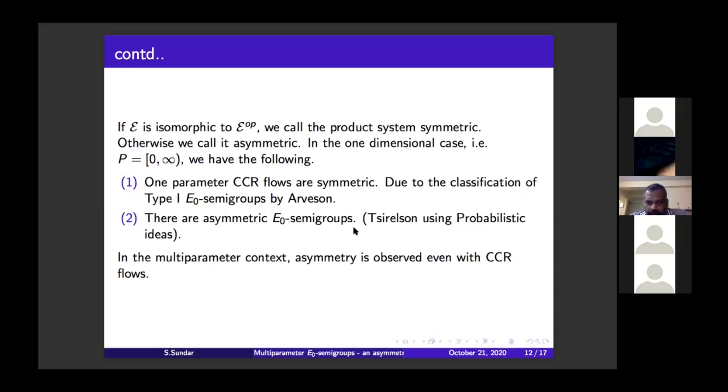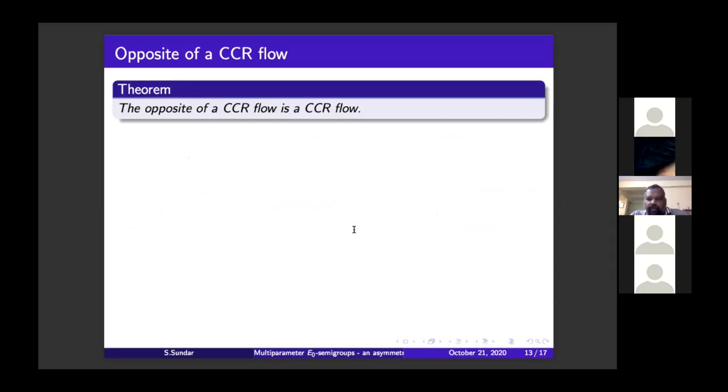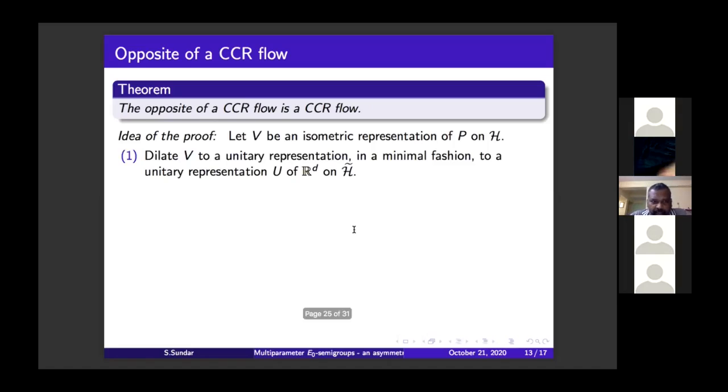So, the first theorem is that the opposite of a CCR flow is a CCR flow. How do we prove this? Let me give a sketch of the proof. We start with an isometric representation V of P on H.